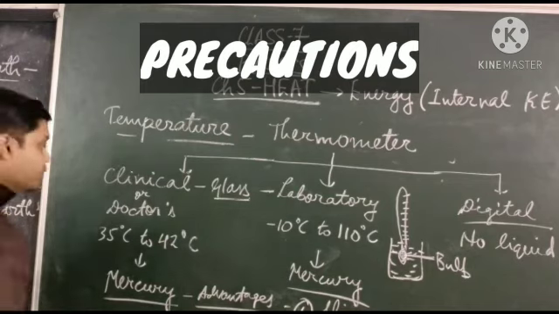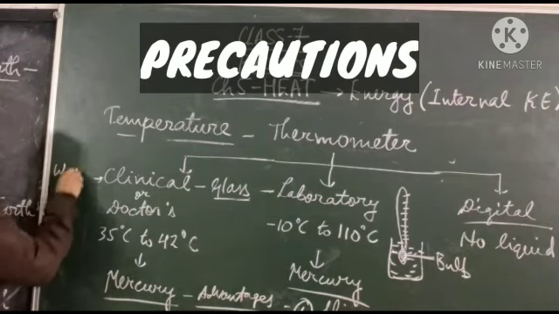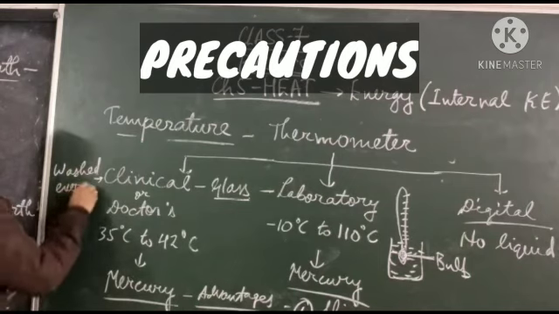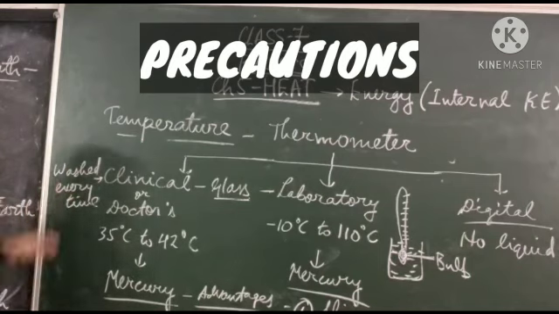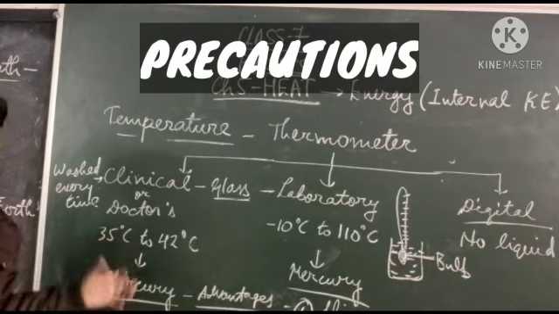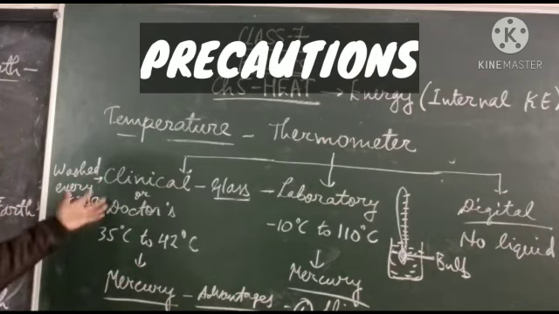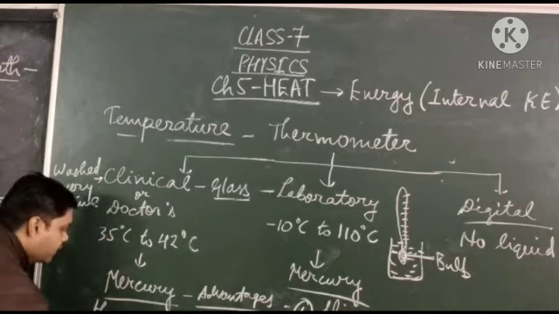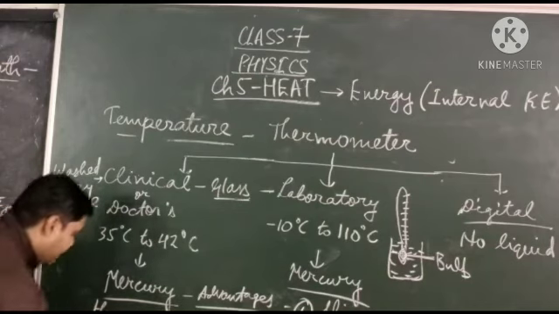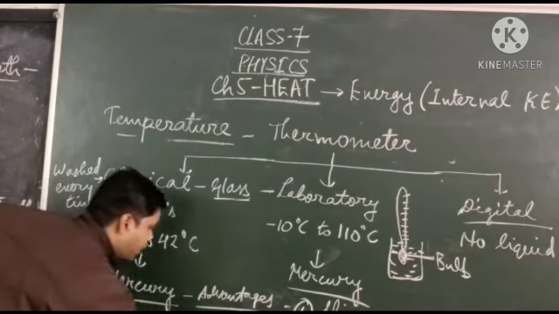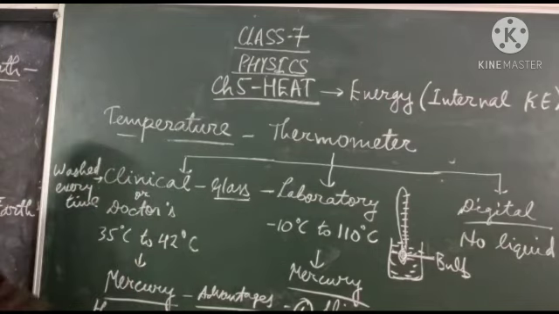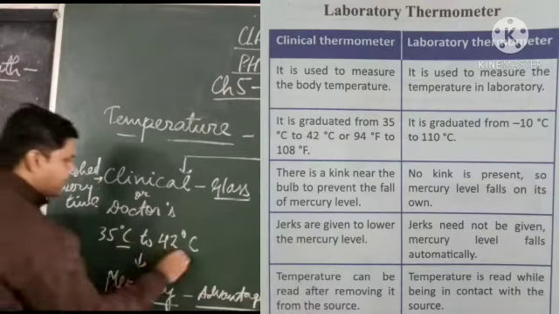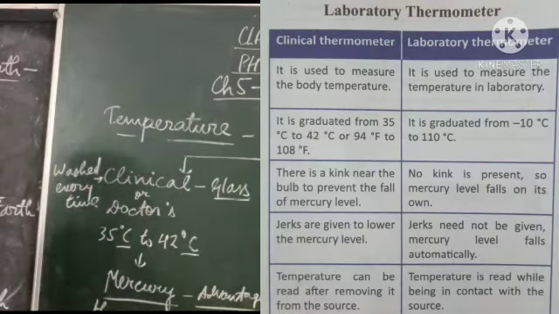Whenever a clinical thermometer is to be used, it should be washed every time. This is one of the important precautions which should be taken with the clinical thermometer because doctors use it for measuring human body temperature. For what purpose is it used? For measuring human body temperature. And the normal temperature of the human body is 37 degrees Celsius. Therefore, we can get the reading. The clinical thermometer is marked in degrees Celsius only, and the laboratory thermometer is also calibrated in degrees Celsius.